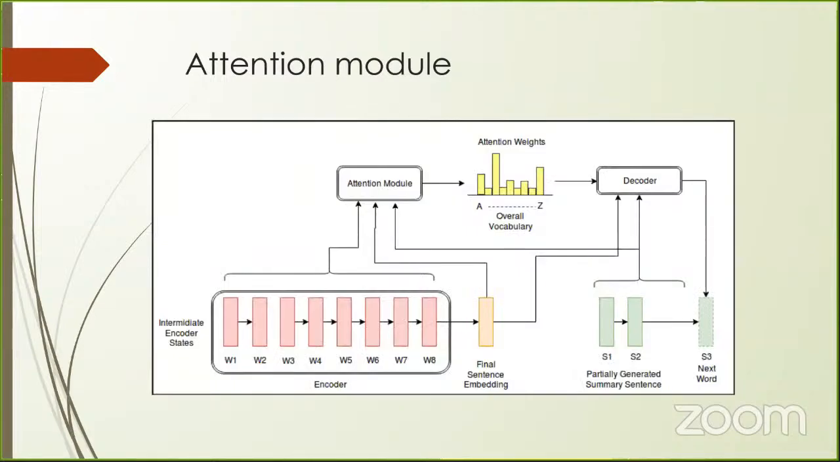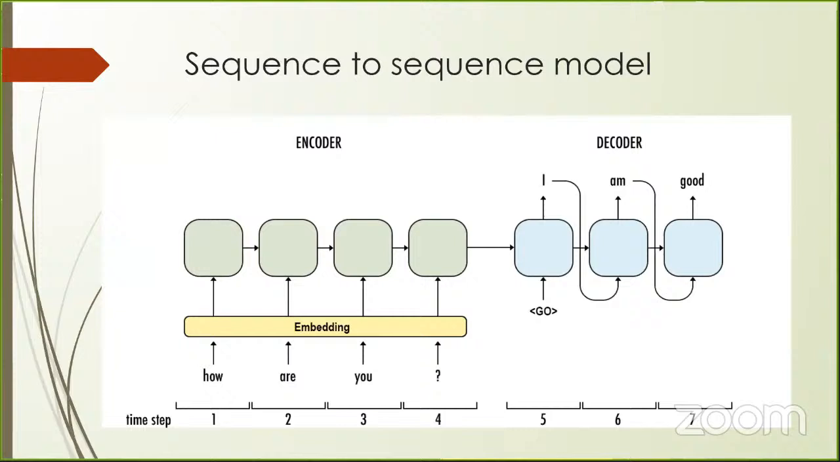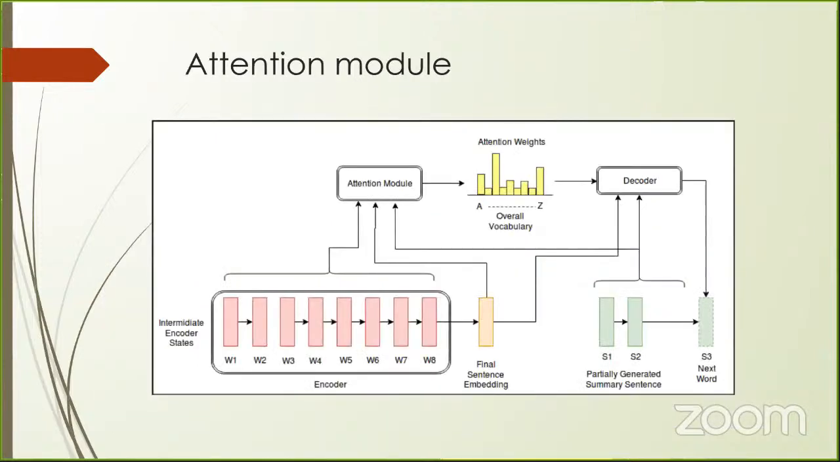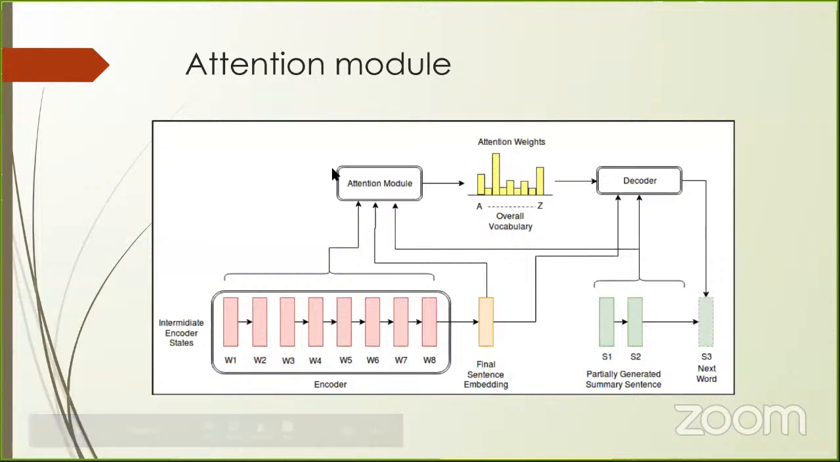Okay, so then let's move on. Do you see a problem here? Anyone? Let's say this is my whole system, just a different representation of the same thing. There is an encoder and there is a decoder. Here is your encoder, here is your partially generated summary, decoder, and your next word. The only additional thing here is the attention module.